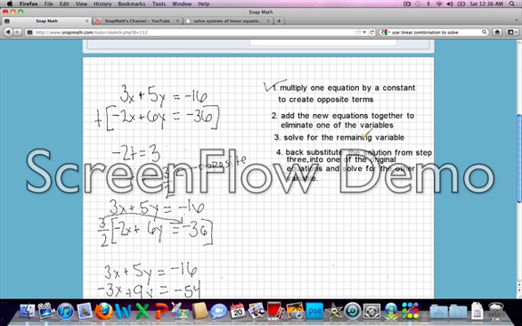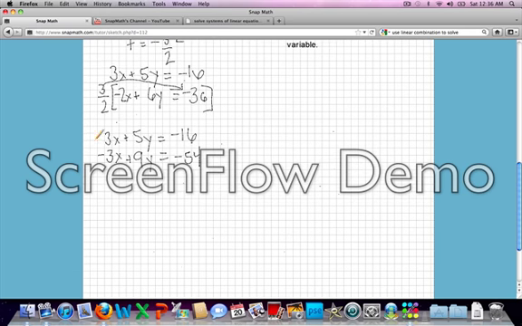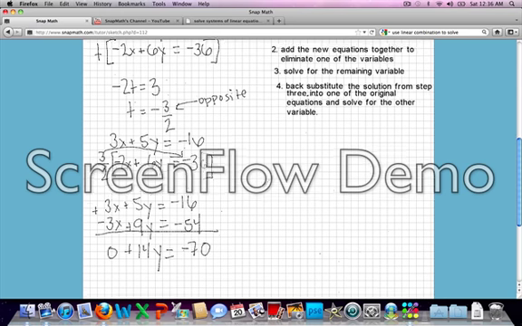Second step is we're going to add the new equations together to eliminate one of the variables. We're going to literally create an addition problem, and we're just going to add down. So these are opposites, so this just becomes 0. 5y plus 9y is 14y, and negative 16 minus 54 is negative 70. So part 2 is done.